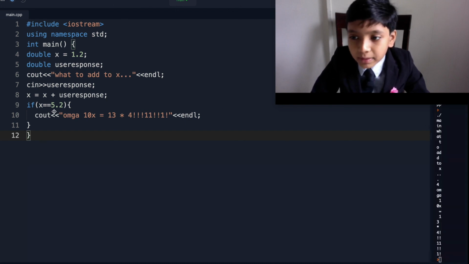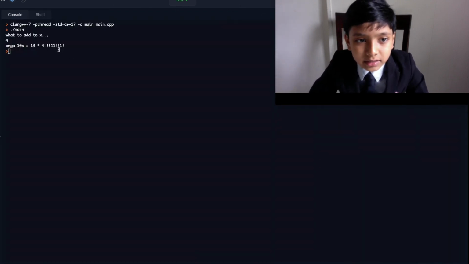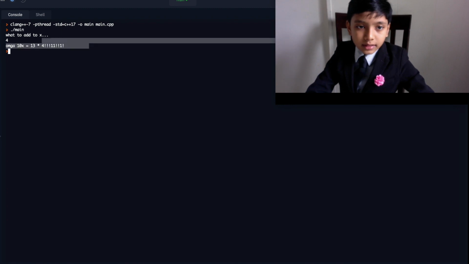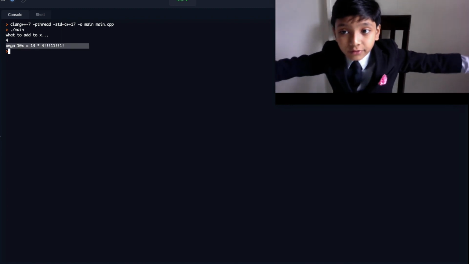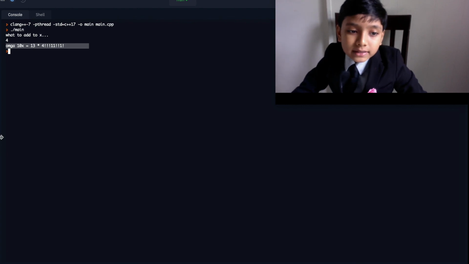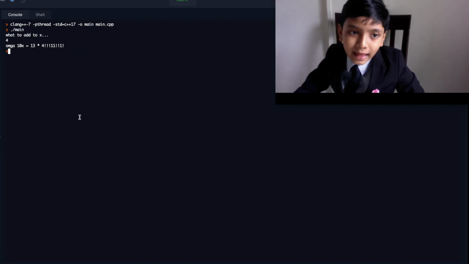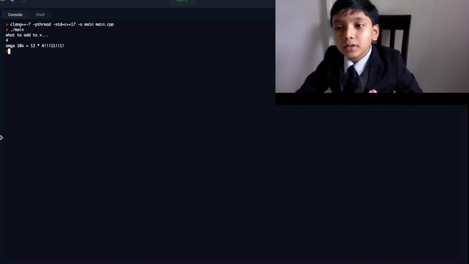Now, x is repeatedly increasing behind the scenes, but since this triggers if and only if the value of x is 5.2, then only one of it shows up, because x is only 5.2 once.